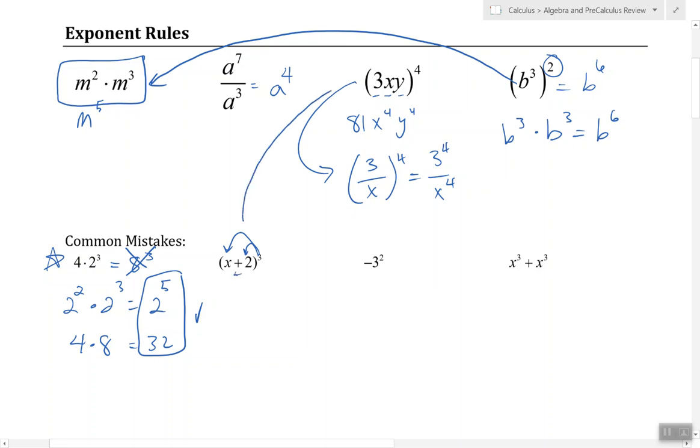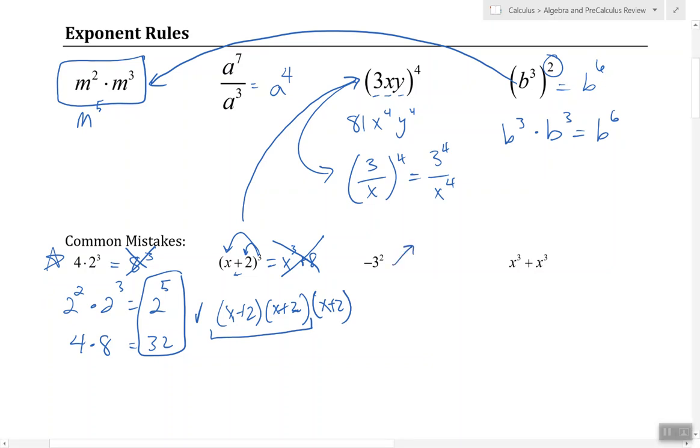And this is a misapplication of our multiplication rule. Since there is addition inside the set of parentheses, you are not allowed to apply that exponent to each term to get x cubed plus 8. This is not okay. Again, cubed means to multiply something by itself 3 times. And so if we were to write this out fully, we would realize that, well, in order to solve this, we should pick 2 of them and FOIL it out, and then we can multiply by the last one.